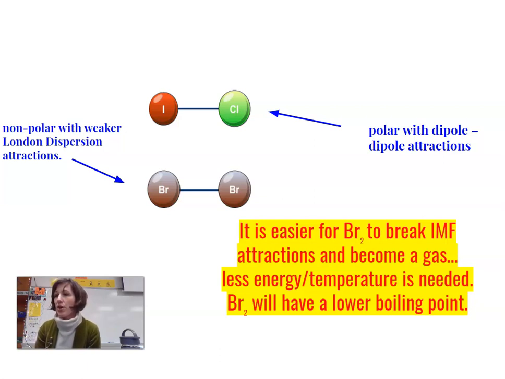There's our London dispersion on our bromine gas. It's easier to break those weaker IMFs. Less energy and temperature would be needed to do so. And again, relating this back to boiling point, which we saw in the chamber, bromine gas would have a lower boiling point because its IMFs are weaker in comparison to iodine monochloride.